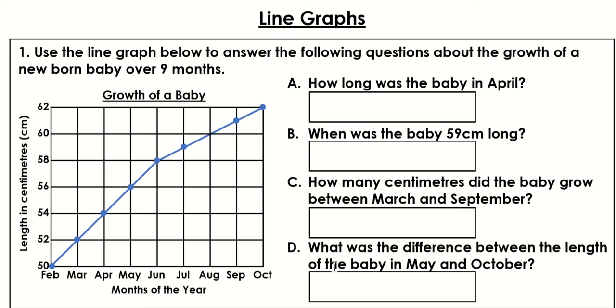So what is the difference between the length of the baby in May and October? We're going to do 62, take away 56, which is 6. I'm going to write 6 centimetres in that box. I hope that helps. Good luck, enjoy!